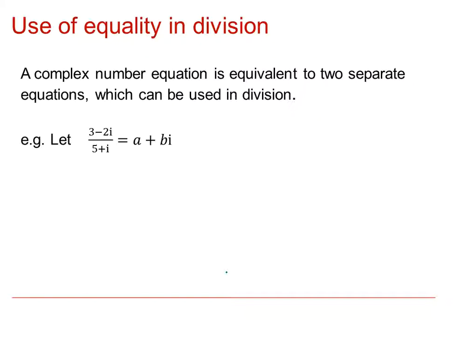So here, for example, we're trying to divide 3 minus 2i by 5 plus i, and we want the answer to be in the form a plus bi. So we could start off by cross multiplying to get 3 minus 2i is a plus bi times 5 plus i. Then if we expand the brackets, that's 5a, there's ai, 5bi, and bi squared.